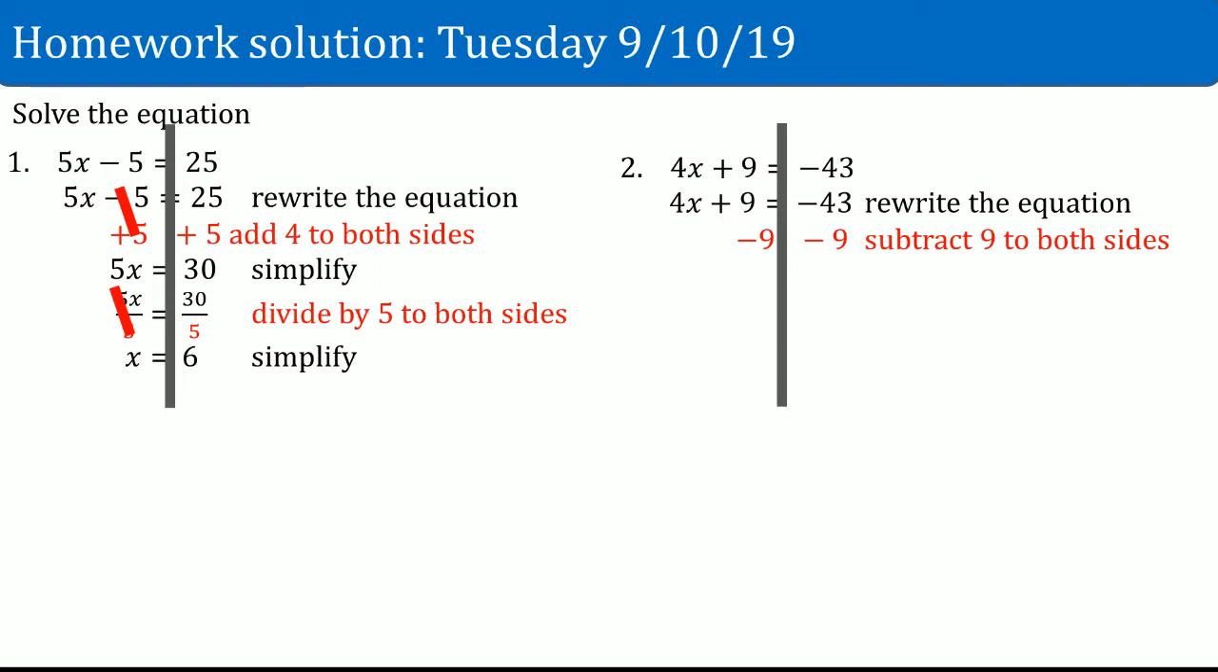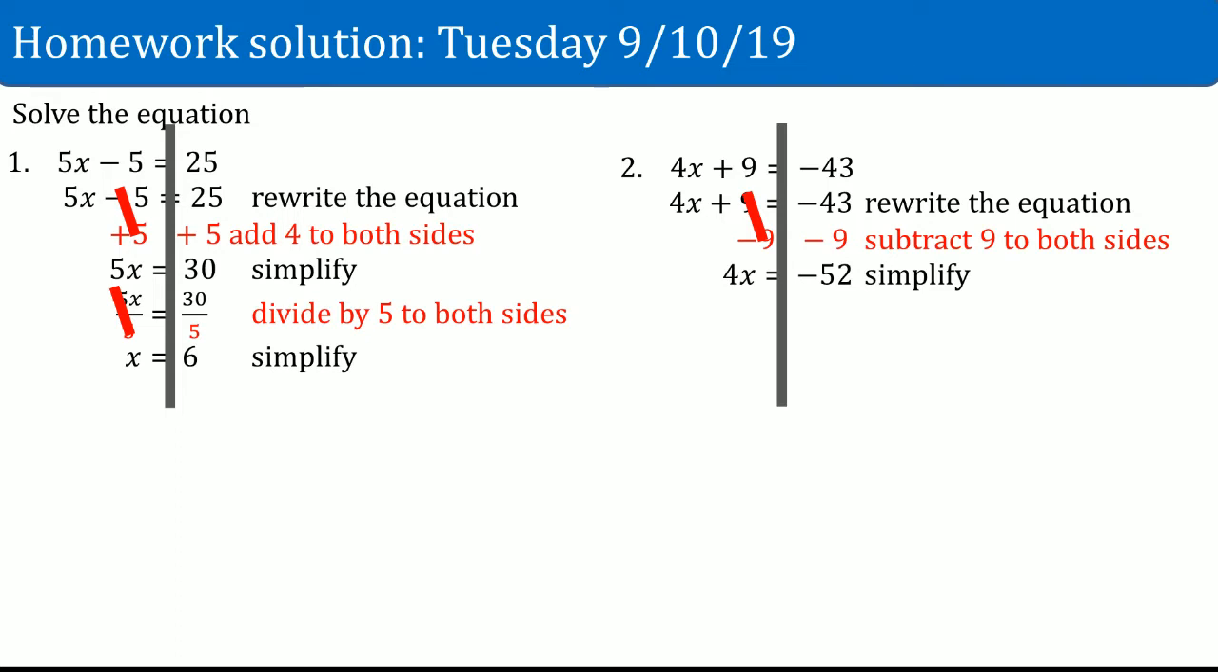The plus 9 and the minus 9 on the left-hand side get canceled out. What is left over on the left-hand side is a 4x. On the right-hand side, negative 43 minus 9 becomes negative 52. Again, if that is difficult for you, just plug into a calculator to double check.